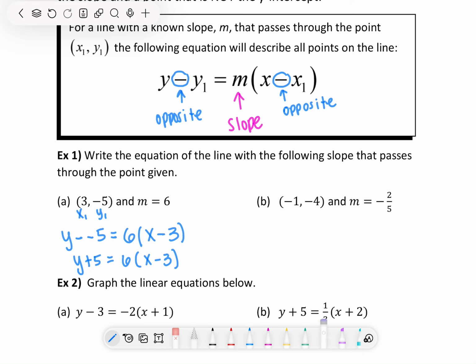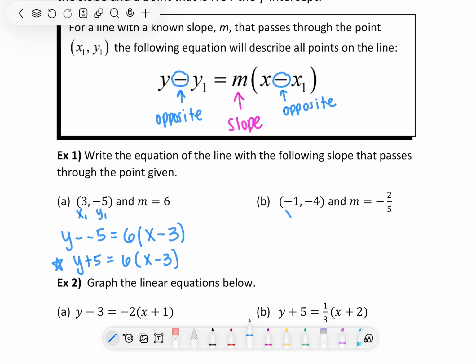As I was pointing out earlier, keep in mind that the numbers in the coordinate are going to be the opposite of what you see in the equation. If it's x minus 3, the coordinate itself was a positive 3 for the x value, and the plus 5 for y, that was a negative 5.